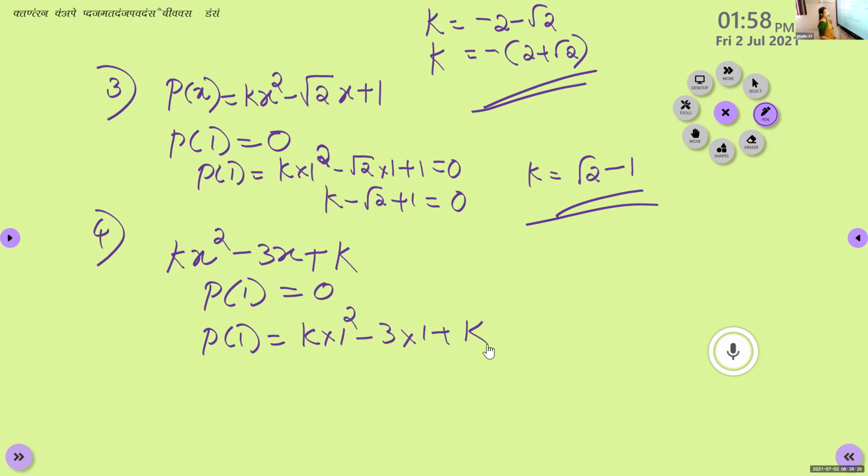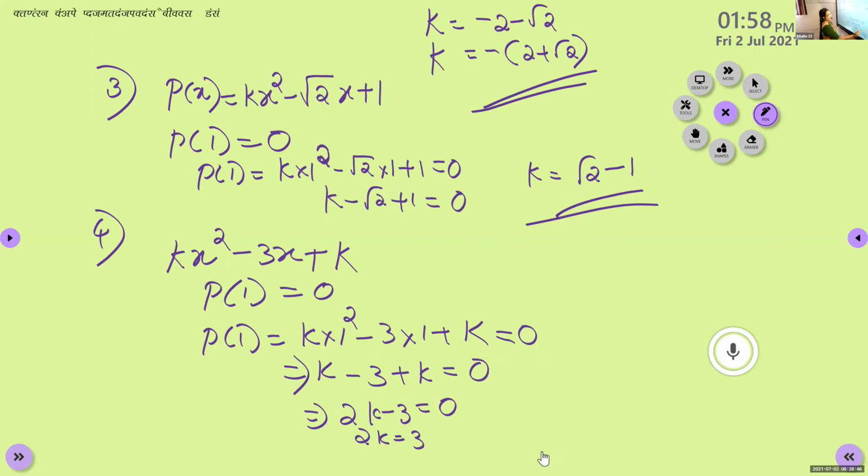Okay? So k minus 3 plus k equal to 0. That is 2k minus 3 equal to 0. 2k equal to 3, k equal to 3 by 2. Is it clear? Yes, ma'am. Okay, good.